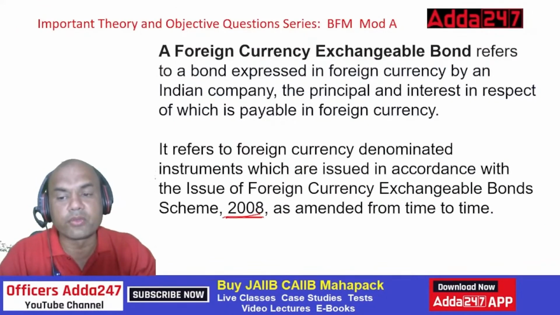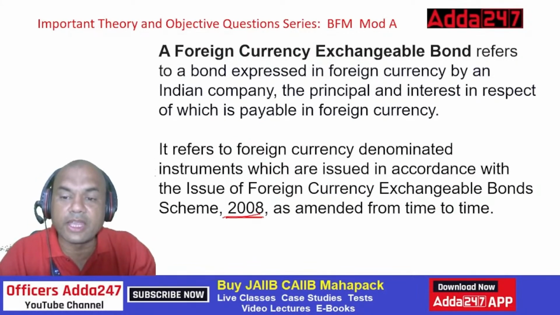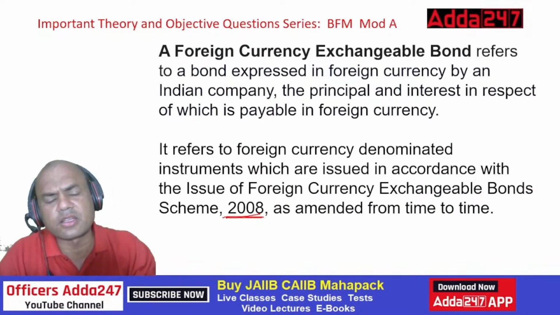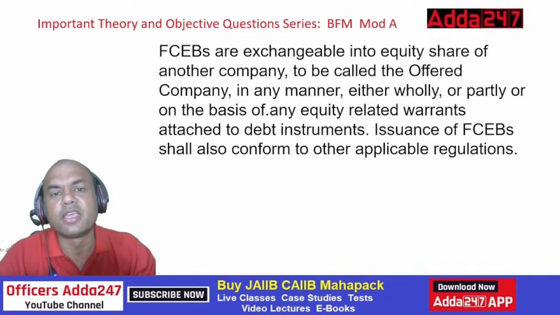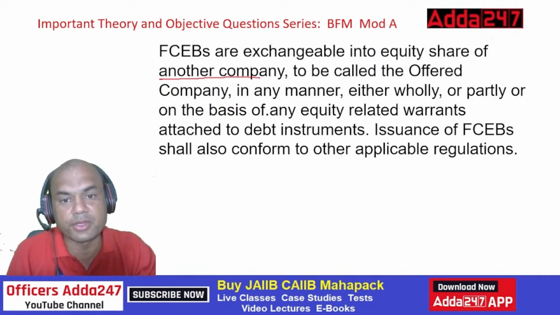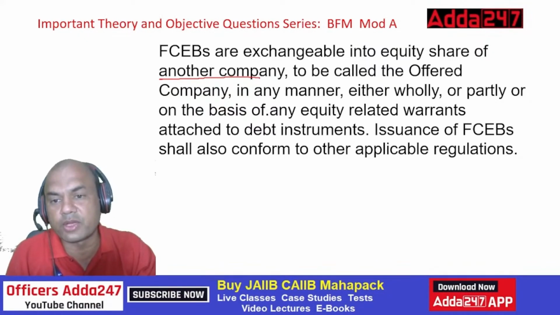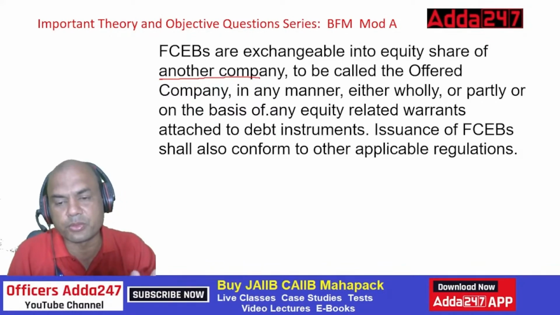So now you've got the scheme for FCEB. The FCEB scheme is 2008, okay, and the FCCB scheme is 1993. But still the question is there in your mind: what is the difference then? See this. FCEB are exchangeable into equity share of another company. See here, this is important: another company, to be called an offered company, in any manner, either wholly or partly, or on the basis of any equity related warrants attached to the debt instruments. Now, this is a full stop over here.